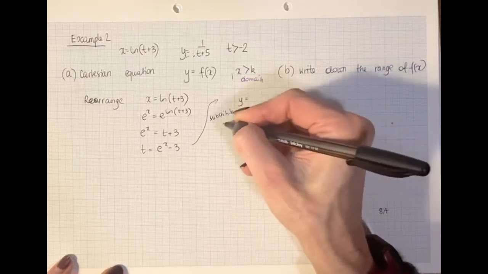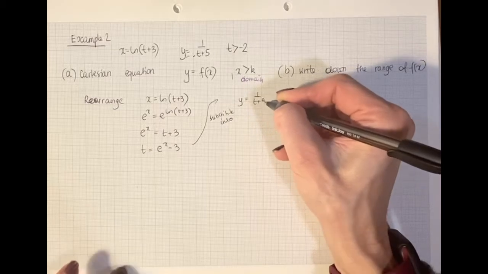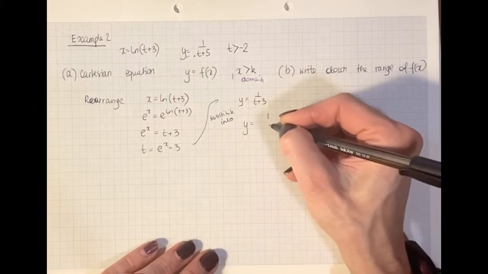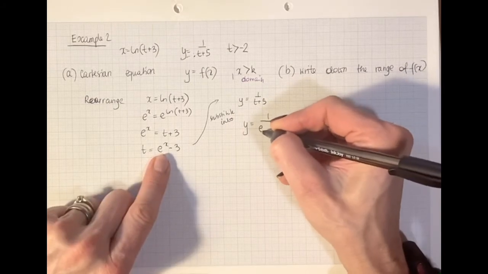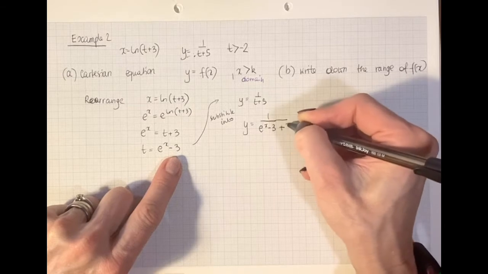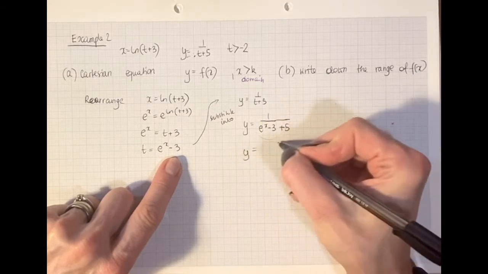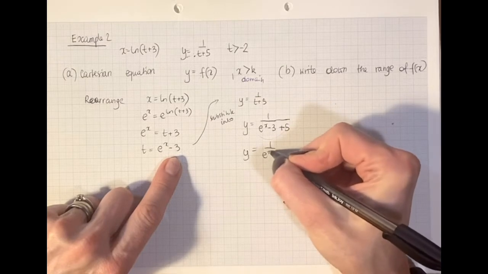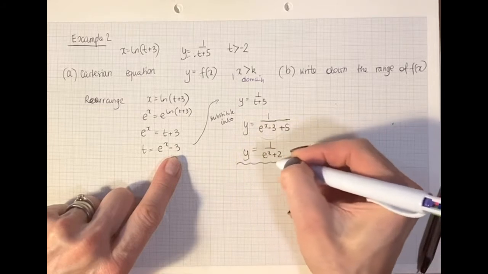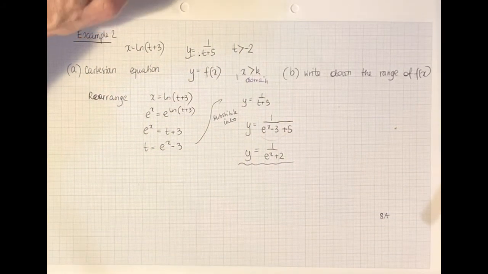Into y equals 1 over (t plus 5). Okay, so y is equal to 1 over (e to the power of x minus 3), and then you still have plus 5 in the denominator. So let's just tidy this up. We get 1 over (e to the power of x plus 2). And this is our answer to part A, which is the Cartesian equation.